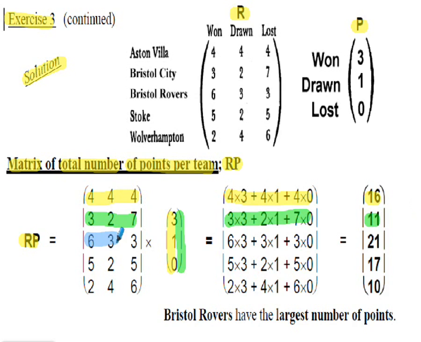Considering the third row in matrix R with the column matrix P, we find these calculations, and the total number of points for Bristol Rovers is 21. This is very good because it means we've got more than Bristol City. Continuing the process on, we find the points for Stoke and Wolverhampton. So what we find ultimately is that Bristol Rovers has the largest number of points, which is pleasing to me because that's my favourite football team.